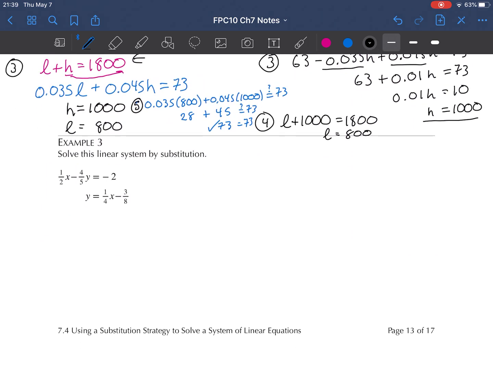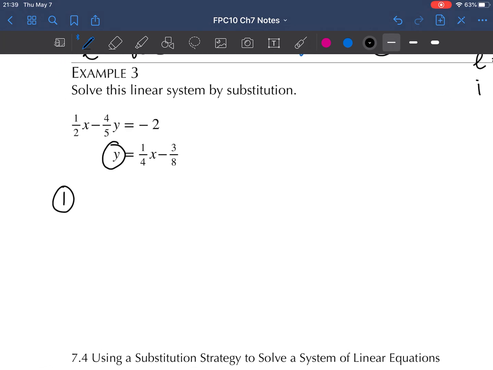All right, so solve this linear system by substitution. Okay, so step 1. Identify a variable that's easy to solve, easy to isolate, and isolate it. Haha, we got lucky here. We've already got one isolated. Beautiful. So we already have our variable isolated. So step 1 is done.